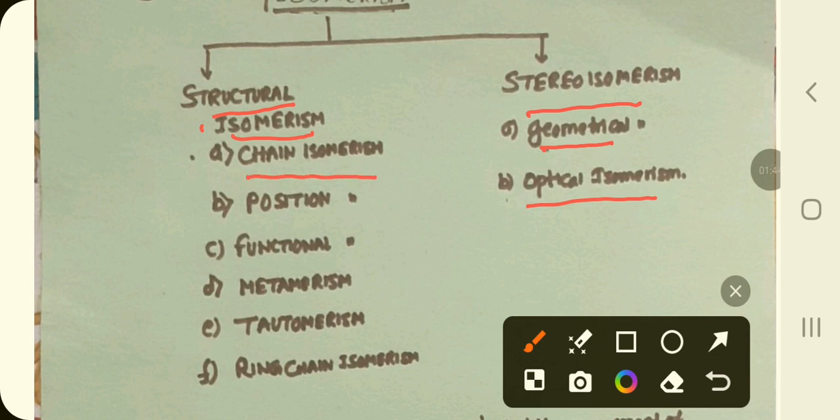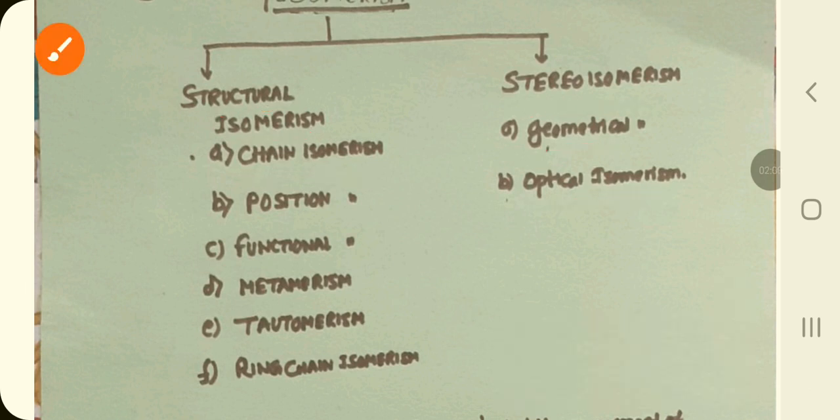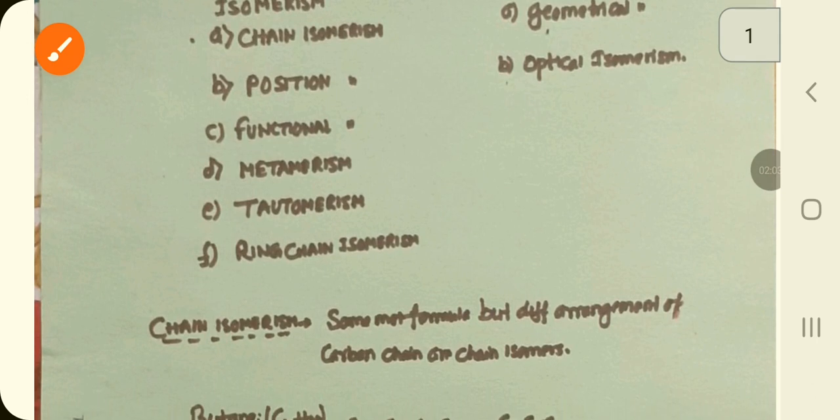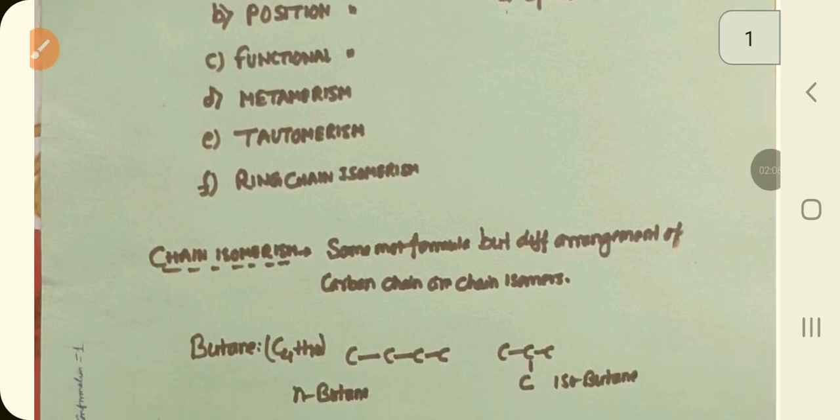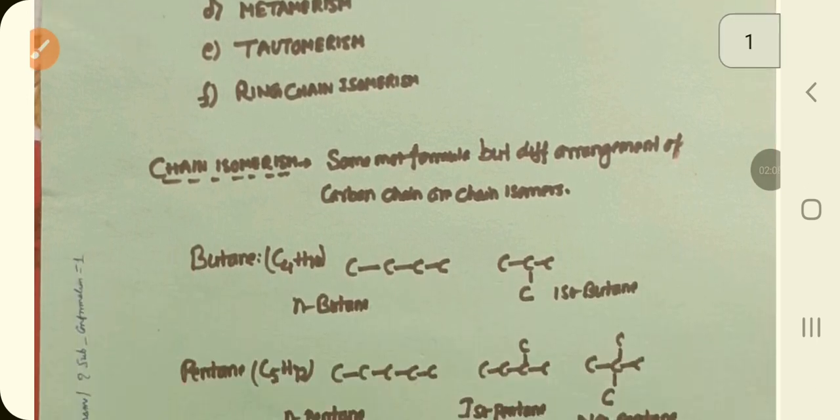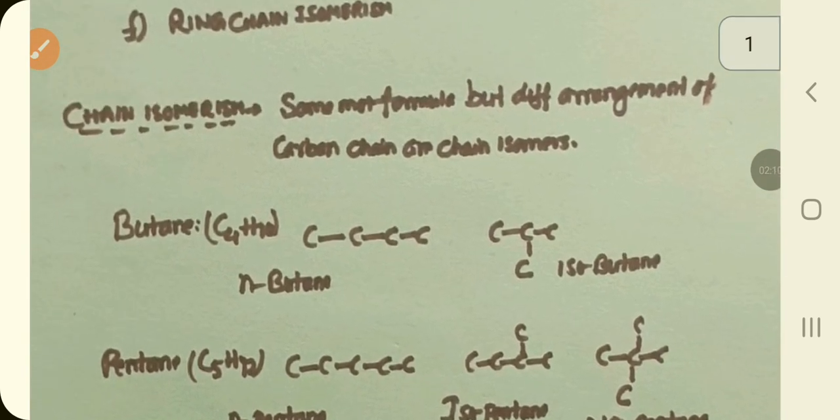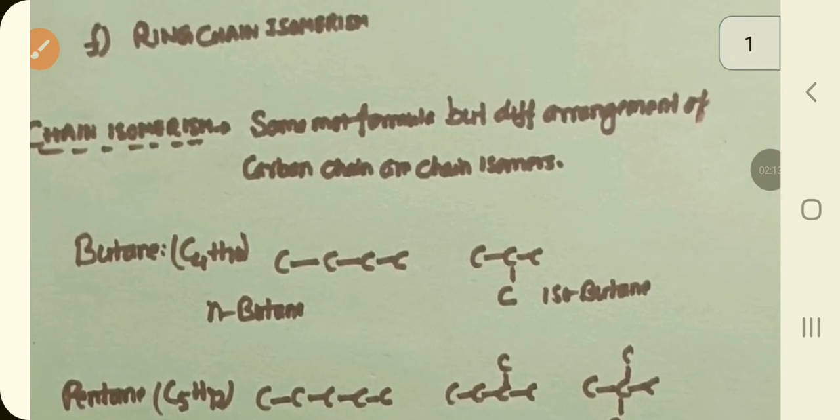Now move on to the second part of this particular class, where we will discuss different types of isomers and their properties. Now start with chain isomerism. Now let us try to understand what is the meaning of chain isomerism, or what are chain isomers. The organic compounds having similar molecular formula but having different arrangement of carbon chain are known as chain isomers, and the property is called chain isomerism.